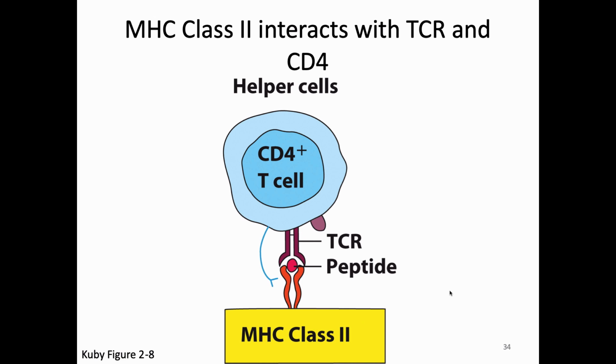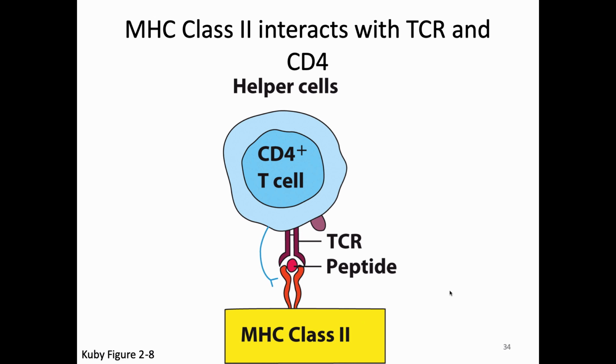MHC Class II, just like MHC Class I, has a weak interaction. And so MHC Class II plus peptide also needs a helper in order to stabilize the interaction. In this case, the MHC Class II molecule is bound by CD4. And so MHC Class II presents to CD4 T cells.